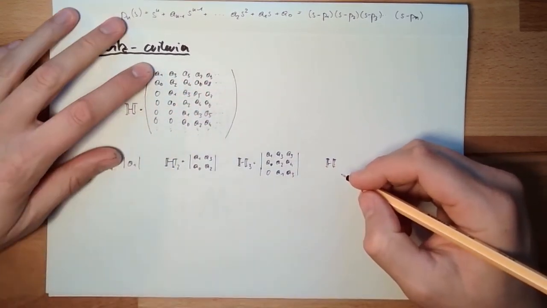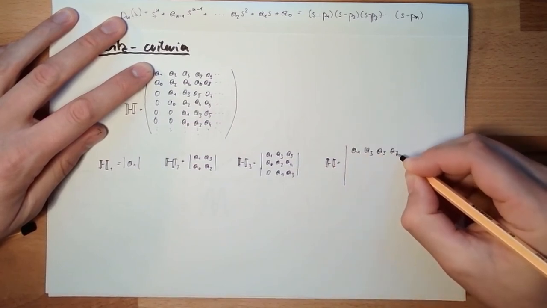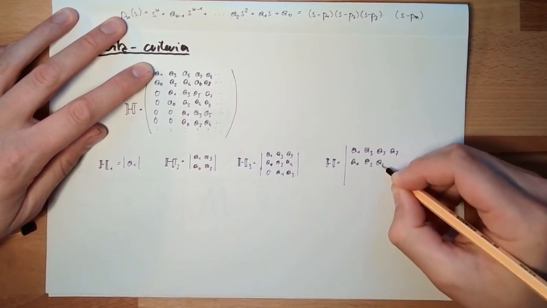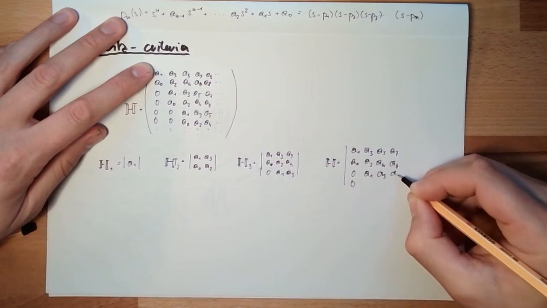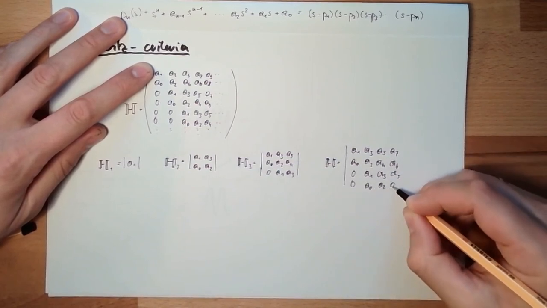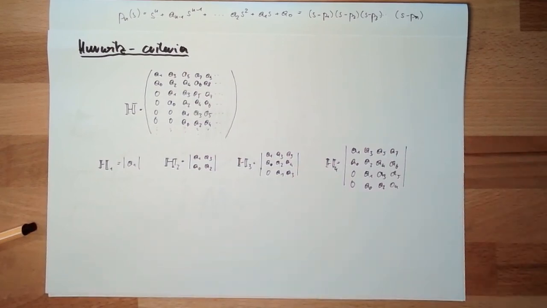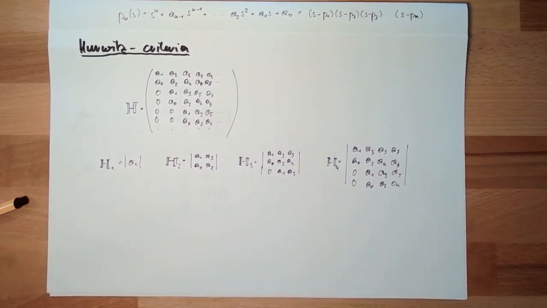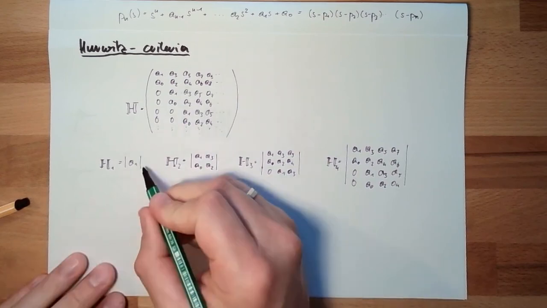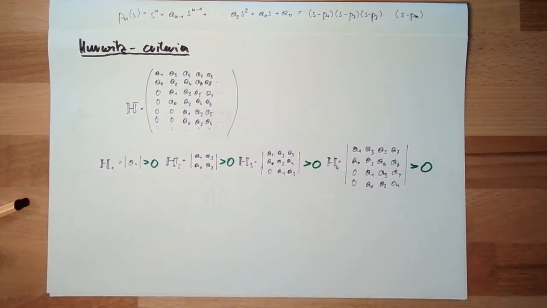I take the top four rows: A1, A3, A5, A7, A0, A2, A4, A6, 0, 0, A1, A3, A5, A0, A2, A4. This is H4, and so on. And now I tell you, the system is stable if all of these determinants are bigger than 0. This must be bigger than 0, bigger than 0, bigger than 0, bigger than 0. Then, stable. Okay?